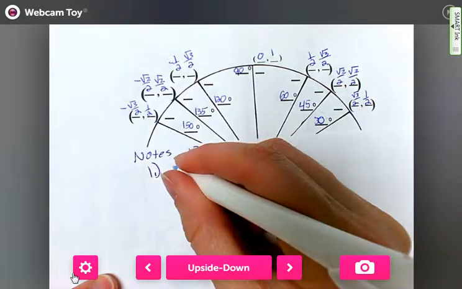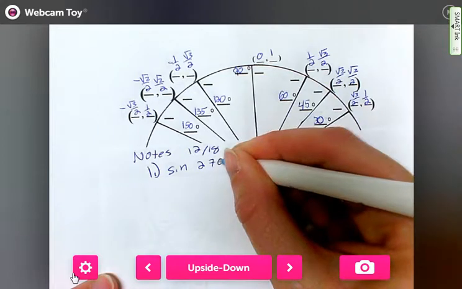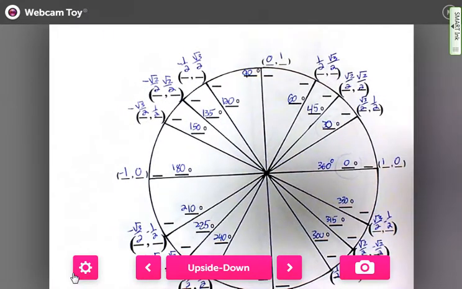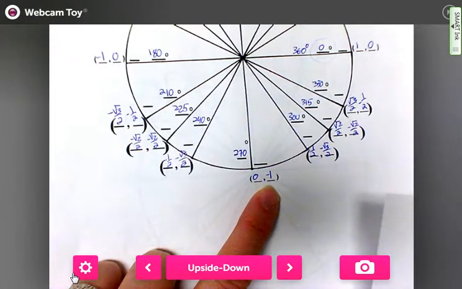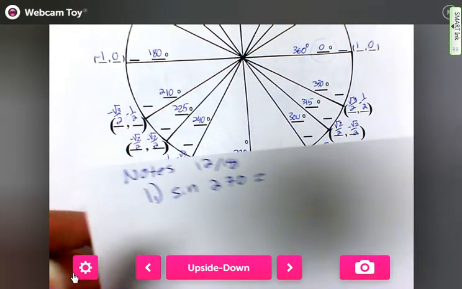We're going to find the sine of 270. What is the sine of 270? So you're looking at here, and sine is going to be the x or the y one? Y. So what's the sine of 270? What's the y version of 270? -1.